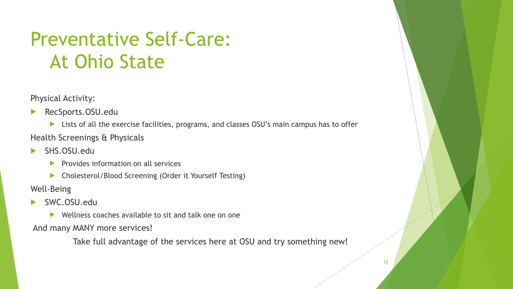We talked about cholesterol and blood sugar earlier, and those tests are usually about $20 each. You can find information on those by going to shs.osu.edu and looking under the Order It Yourself Testing tab.